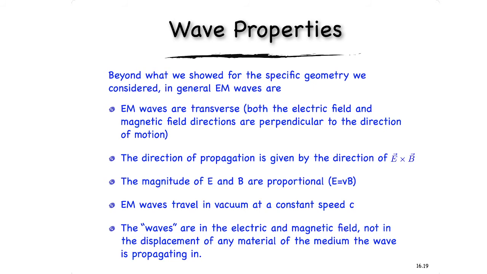Okay, so other things that these equations show us, that we didn't explicitly say but fall out of this, is that electromagnetic waves are transverse waves, meaning the electric and magnetic fields are perpendicular to the direction of propagation. In our analysis, the electric field is pointing along y, the magnetic field is pointing along z, and the wave was propagating along x. That's what we call a transverse wave.